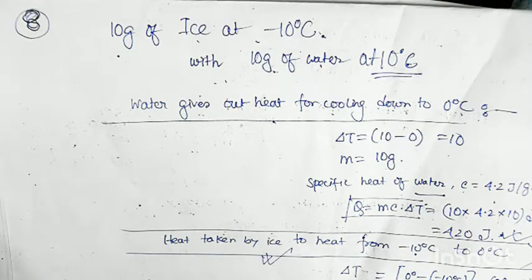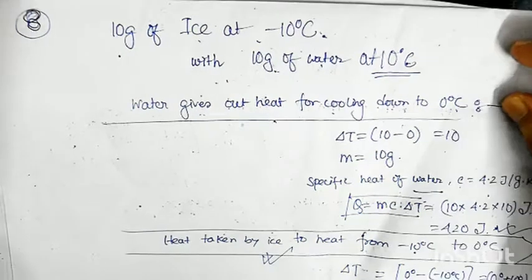So what will be the answer? Of course 0 degree centigrade, because the phase transition or the melting of ice happens at 0 degree and temperature remains constant during this transition.